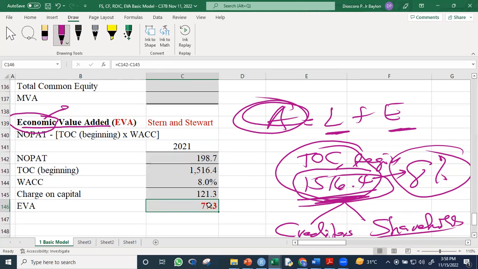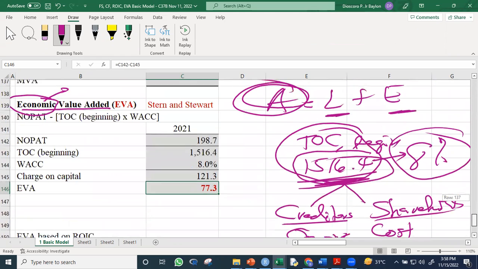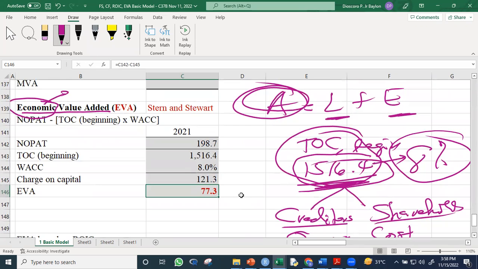Now, was value created? Yes, kasi mas malaki yung na-generate na operating profit kaysa dun sa charge ng capital. If the NOPAT was less than the charge on capital, we will have a negative EVA, and negative EVA means the company destroyed value for the shareholders. So this is positive, which we expect kasi nga si ROIC is greater than WACC. We expect that to be positive. So pag positive si EVA, value was created. If ROIC is greater than WACC, value was created.